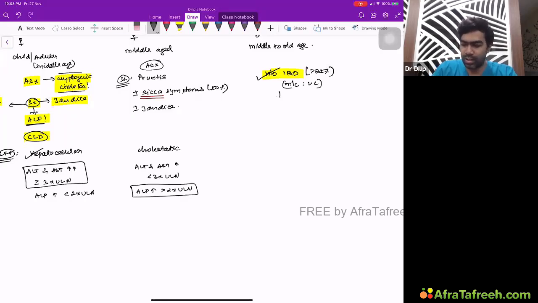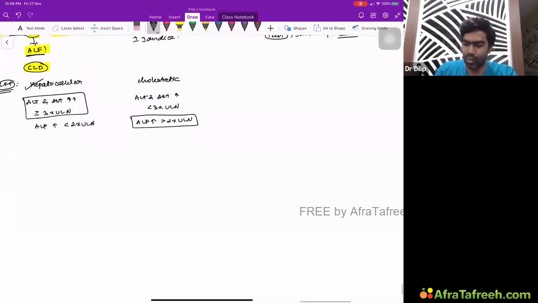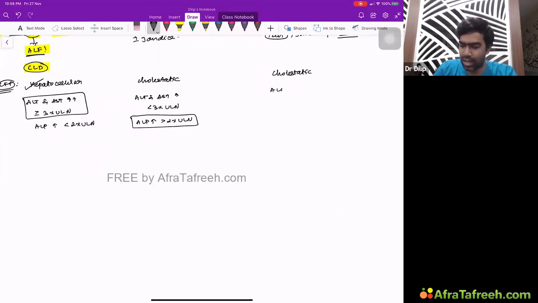Along with that, they can have pain because they produce strictures in the extrahepatic biliary tree. So they can come with pain, they can come with jaundice, or they can come with pruritus because of excessive accumulation of bile acids in the body. And once again, they will have a typical cholestatic pattern, where ALT and AST can be elevated, but if elevated, it will be less than 3 times the upper limit of normal. But ALP definitely will be elevated and it will be more than 2 times the upper limit of normal. Bilirubin may or may not be elevated, depends again.